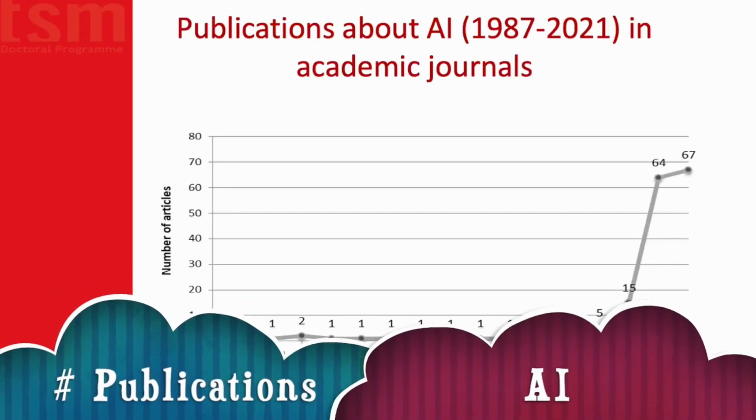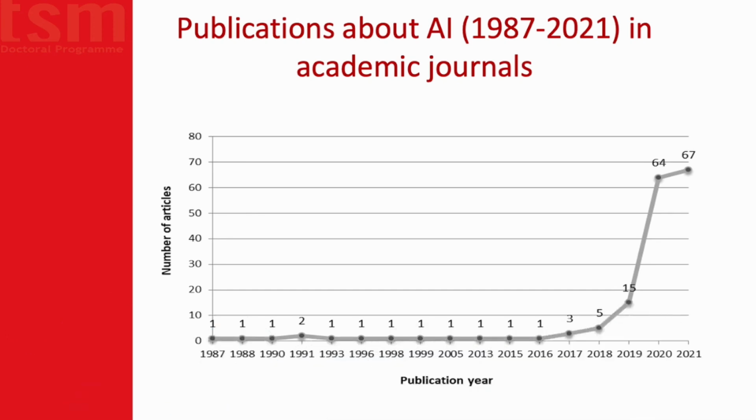The first thing we can see is the number of publications about AI between 1987 and 2021 in academic journals. So nothing happened until the year, let's say, 2017, 2018. And the number of publications about AI exploded and increased exponentially in 2019, 2020, and 2021, which shows that the topic is really only explored since 1 or 2 years, showing a big research gap in the domain.